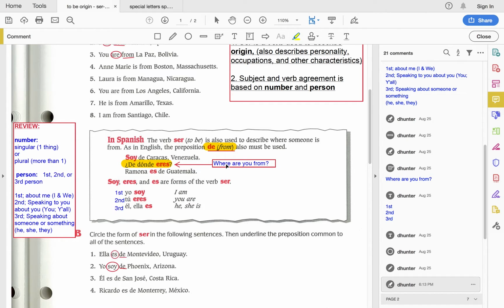Write this into your notes. Central question, very, very key for this first unit. We'll be doing some speaking with this question and beyond this question. Great foundation for some of your Spanish speaking. Very basic, but also very essential.